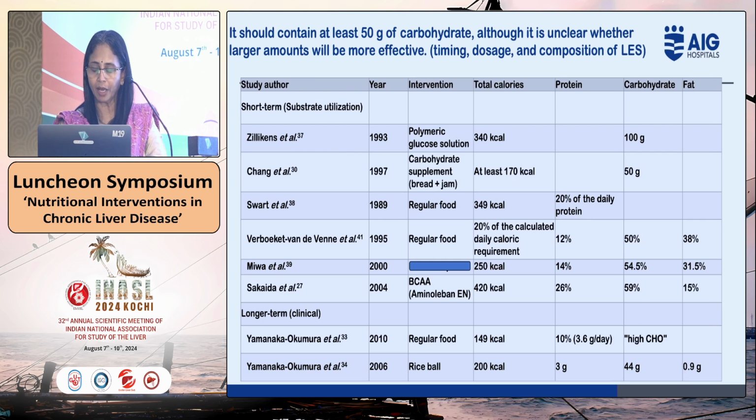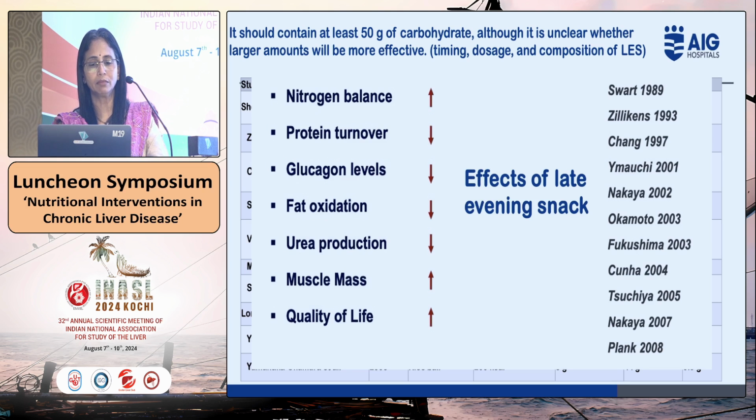And the studies also prove that providing a late evening snack does increase the nitrogen balance and protein turnover, the glucagon levels are reduced, fat oxidation is reduced, urea production is reduced, muscle mass improves, and of course the overall quality of life also improves.